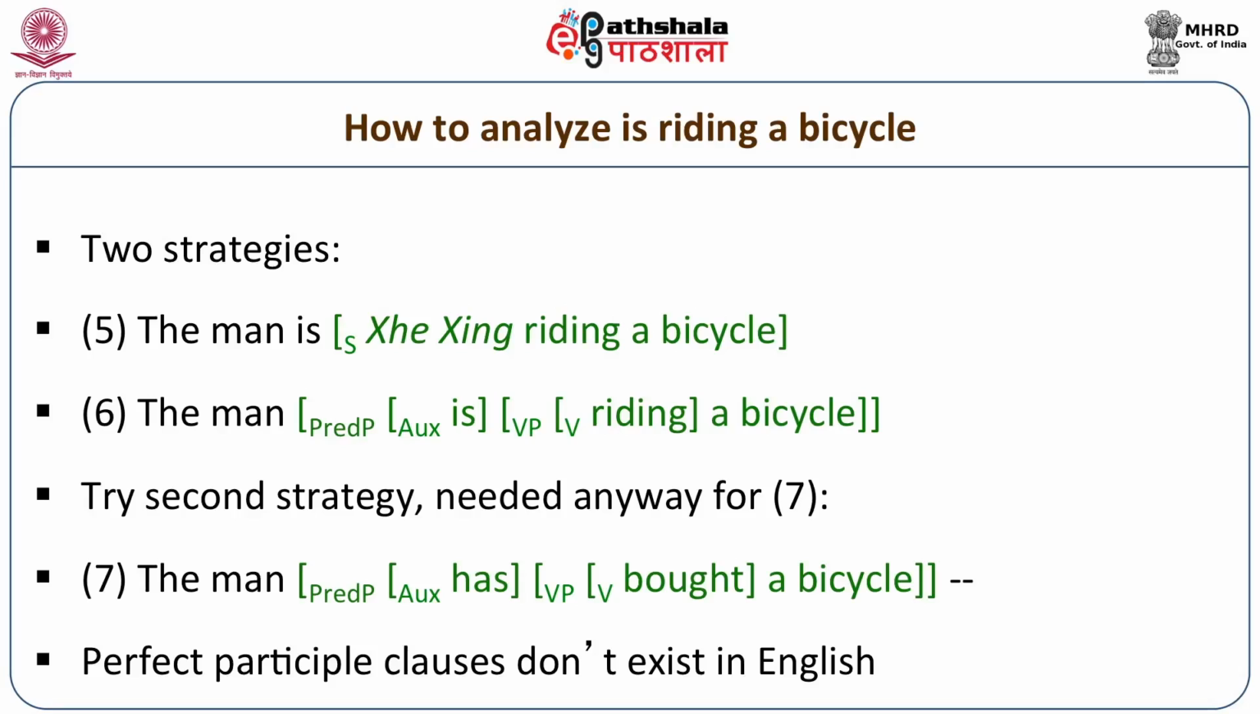being somehow applied to the man is, or whether, as shown in 6, we should treat is as an auxiliary that belongs to the verbal complex of riding, so that the special apparatus of the participial clause does not have to be used. How do we choose between these two analyses? How do we decide whether riding a bicycle in the man is riding a bicycle does or does not qualify as a full participial clause with a subject of its own and a separate tense marking of its own?